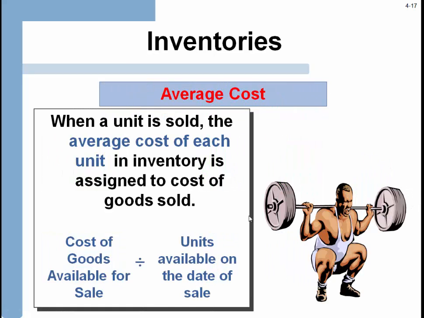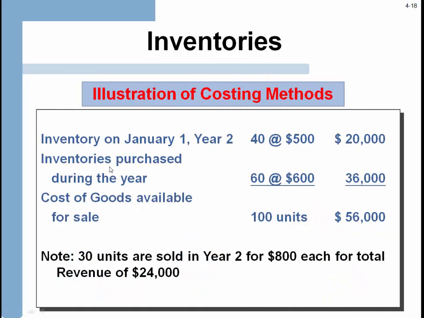And for average cost, you want to figure out the average unit cost. You take the cost of goods available for sale divided by the units available for sale. What they're looking at here is the average cost for the units that they're selling. So now we're talking about average cost. And here's a little example. I'm not going to go through these slides completely, but it gives you an idea of what they have.